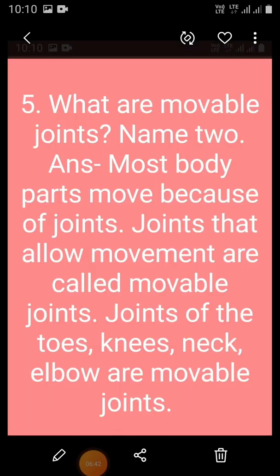Fifth question, what are movable joints? Name two. Answer: most body parts move because of joints. Joints that allow movement are called movable joints. Joints of the toes, knees, neck, and elbow are movable joints.